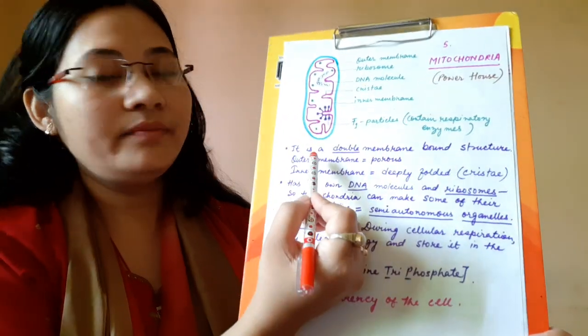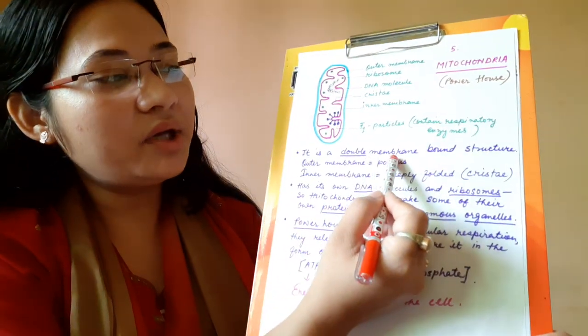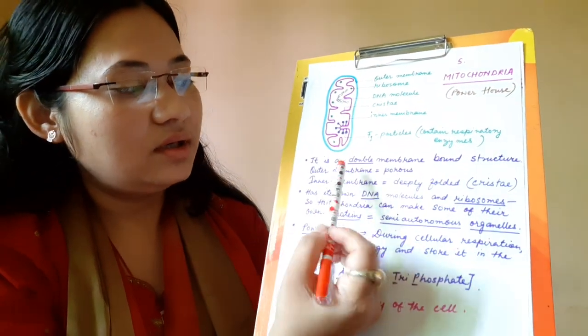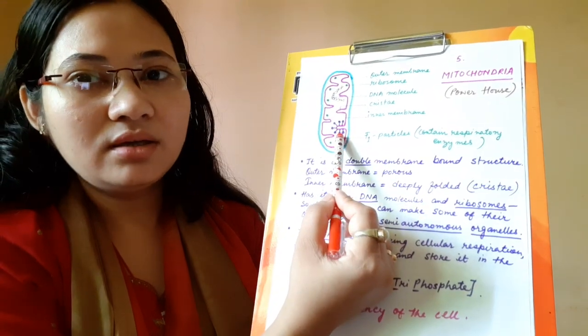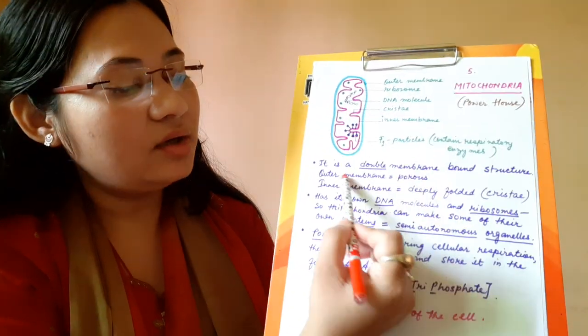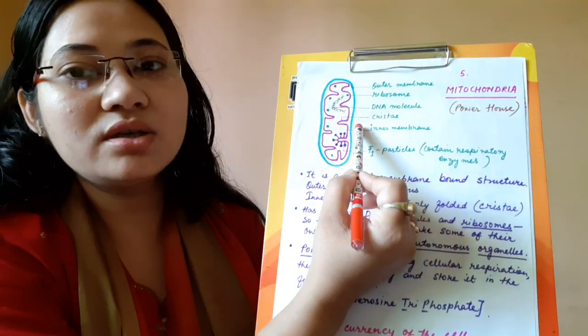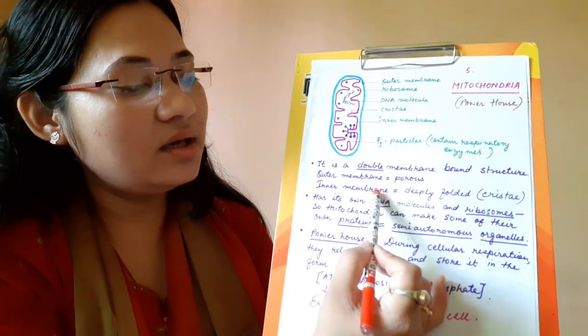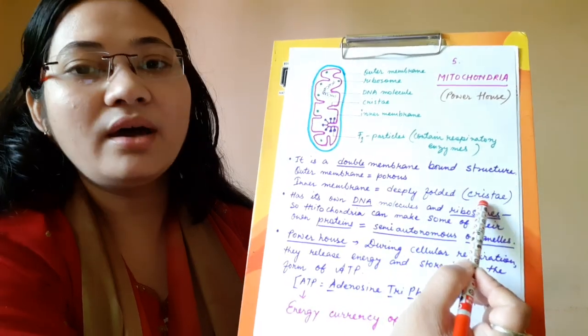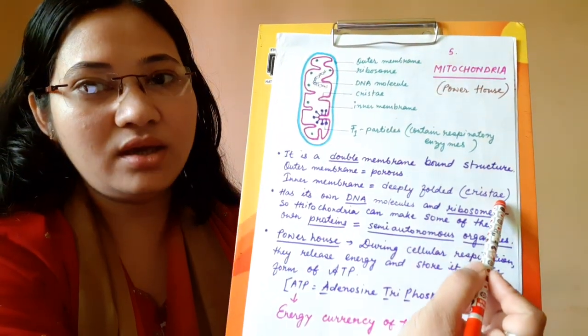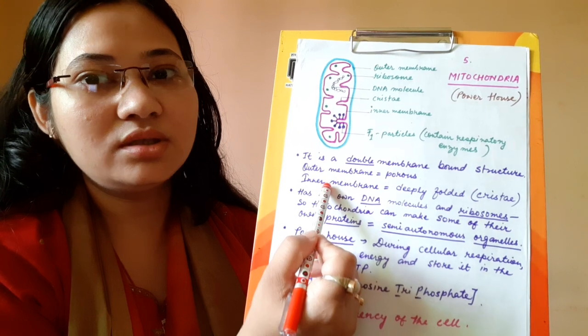Now let us see. It is a double membrane bound structure; two membranes are there. The outer membrane is porous in nature, so it allows the transportation of substances, whereas the inner membrane is deeply folded and is known as cristae. Please remember these two terms.